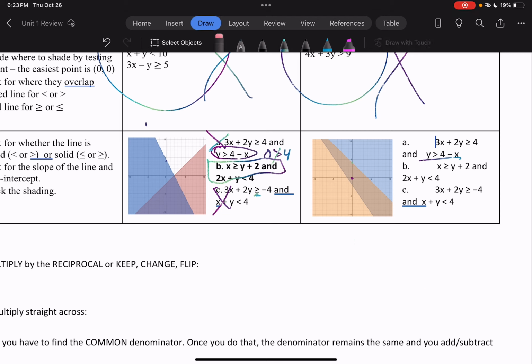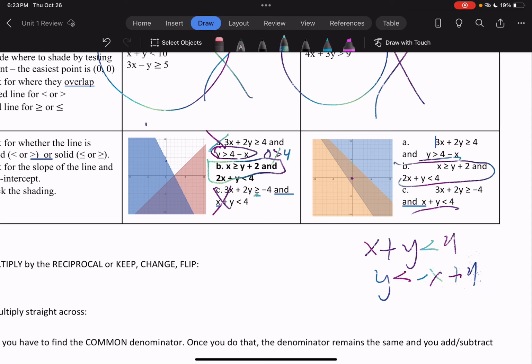Let's take a look at the next one. The next one we know we can eliminate because it's the same as this one over here. But let's look at C then. C has x plus y is less than 4. If we subtract x, we get y is less than negative x plus 4. That's the opposite of here where it was greater than, which tells me that this does match this inequality right here. And let's double check the one with the greater than or equal to.